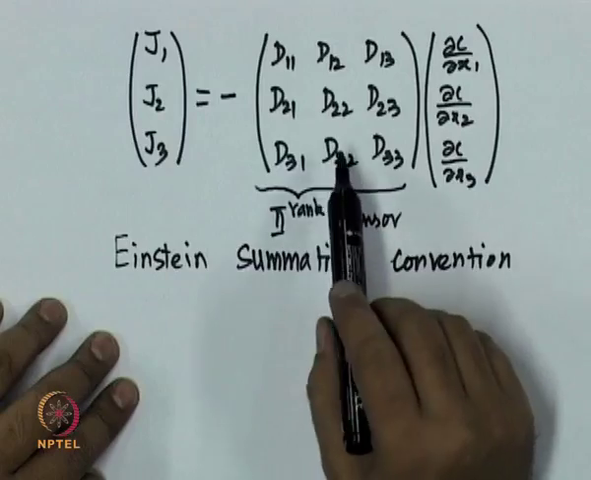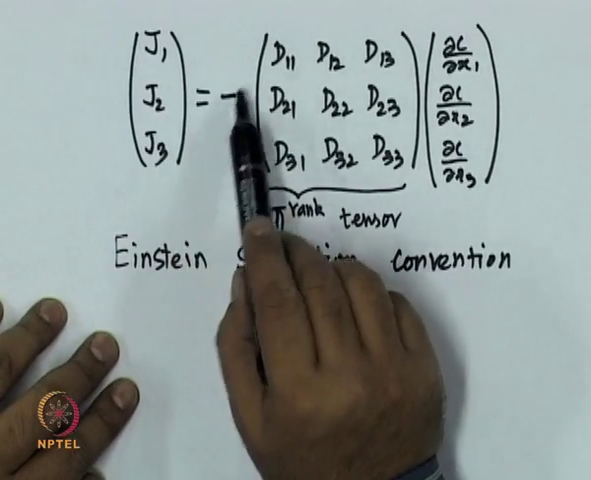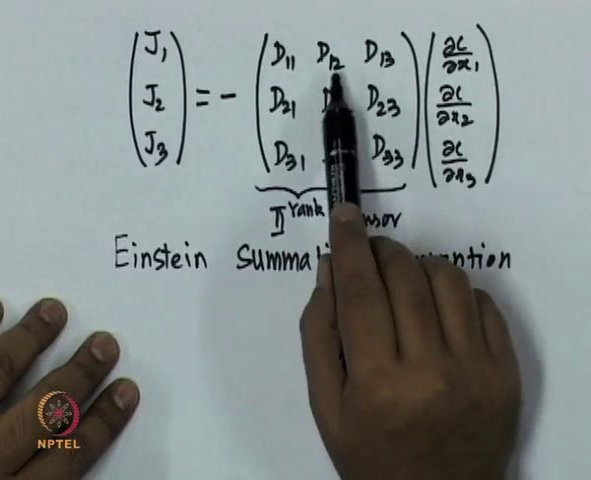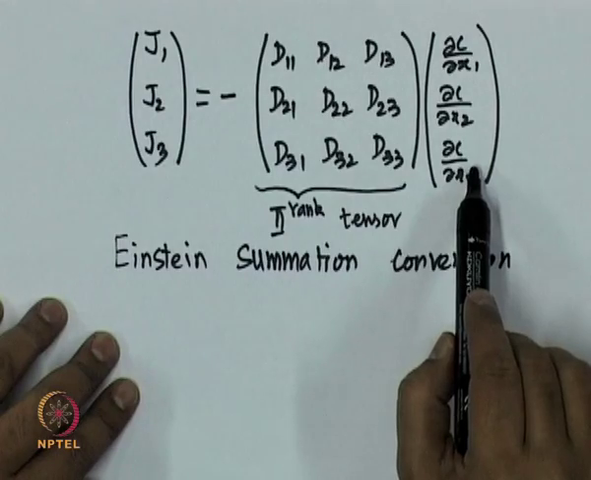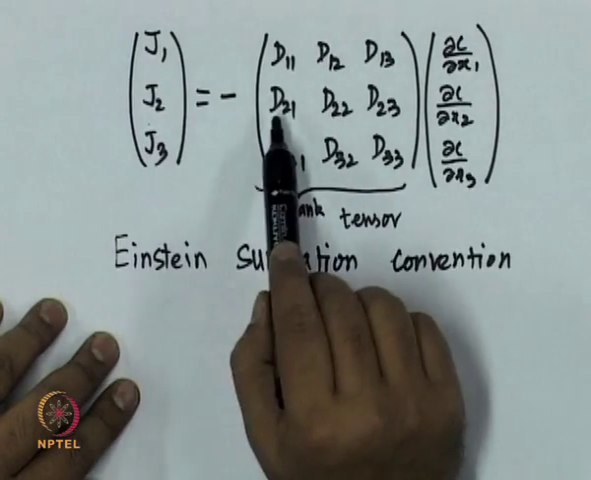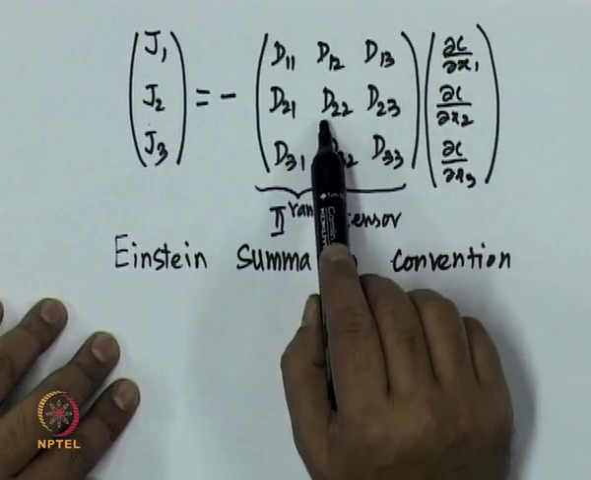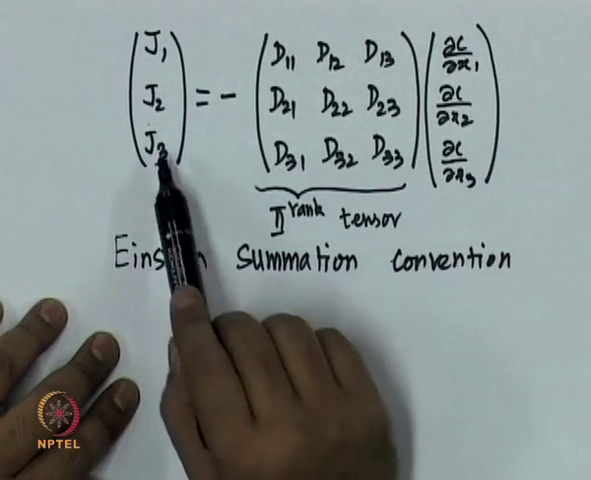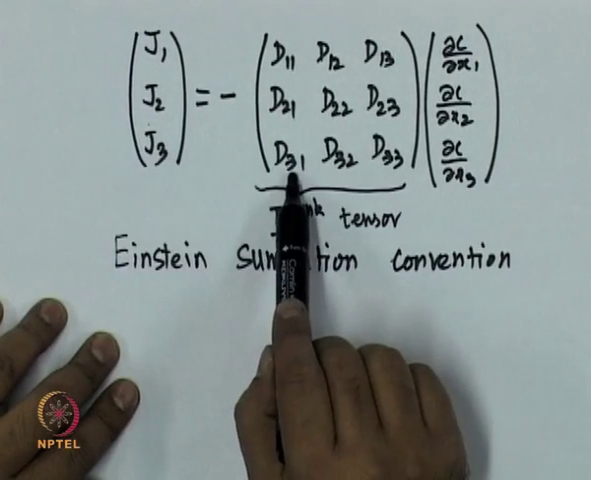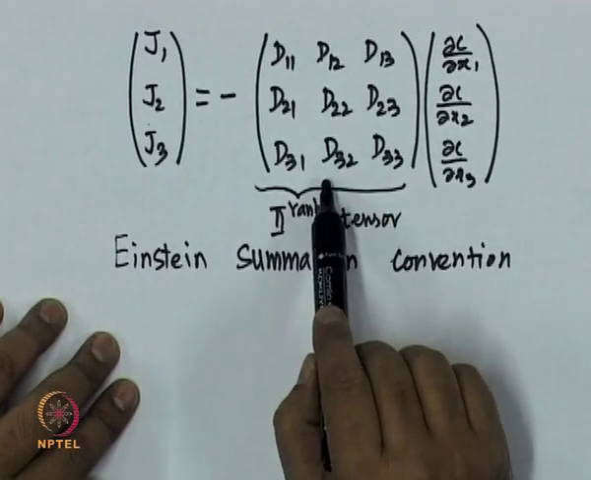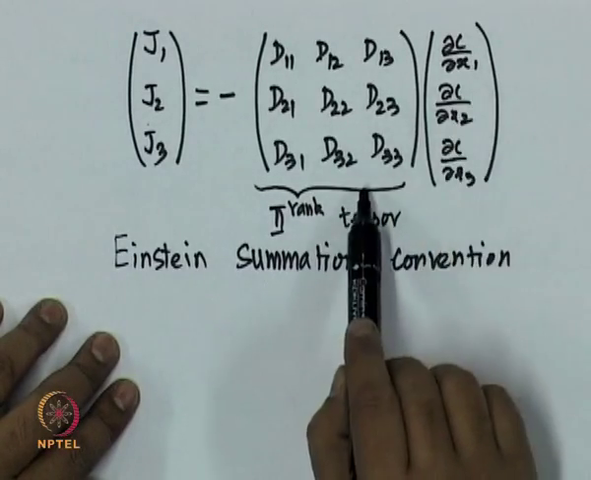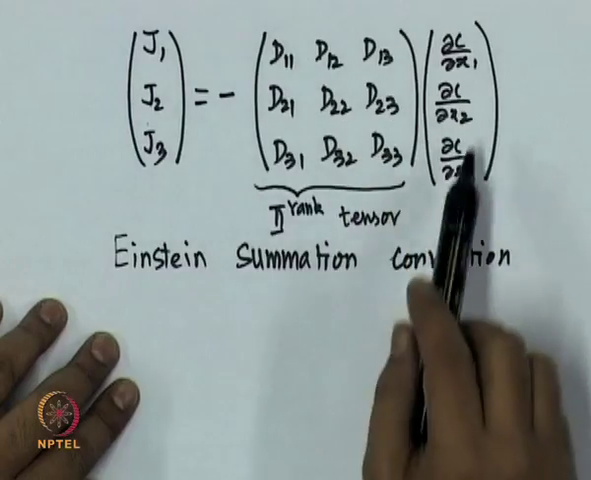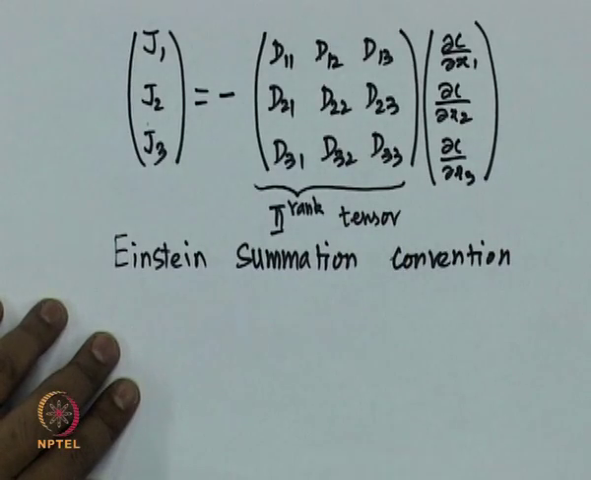Notice that there are three equations here. J1 is equal to minus D11 dou C by dou x1 plus D12 dou C by dou x2 plus D13 dou C by dou x3. That is the first equation. J2 is equal to D21 dou C by dou x1, D22 dou C by dou x2, D23 dou C by dou x3. Sorry, the third equation is J3 is equal to D31 dou C by dou x1 plus D32 dou C by dou x2 plus D33 dou C by dou x3. So, even though this is written like this, there are actually three equations.